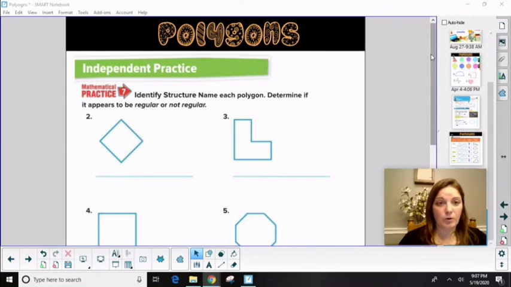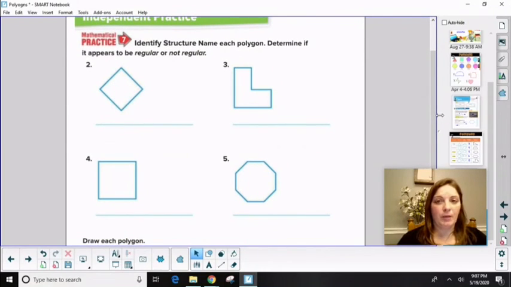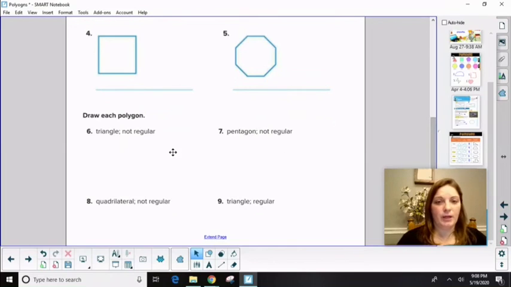And I have a little bit more practice for you. So now you are identifying the structure, naming each polygon, again by its math name, and determining if it appears to be regular or not. So you can pause the video and then hit play when you're ready. All right, and then you can copy these down. For the last 4, you're actually going to draw the polygons, and make sure that you either draw them regular or not.